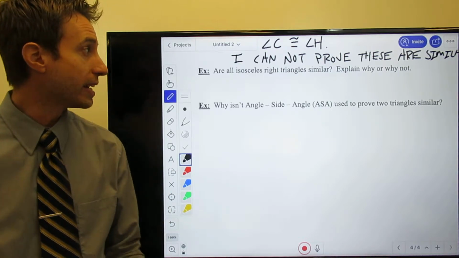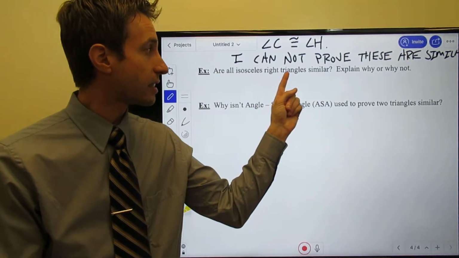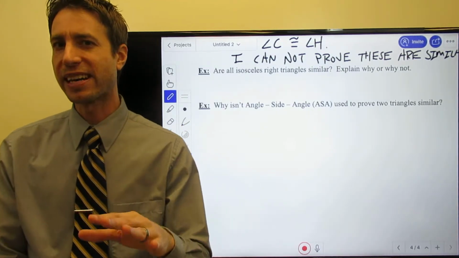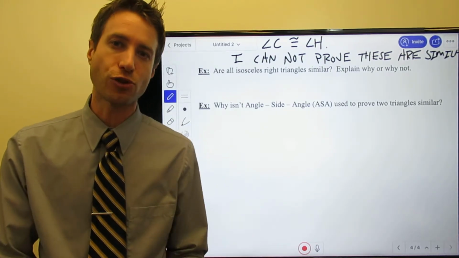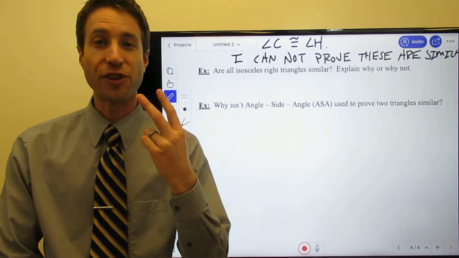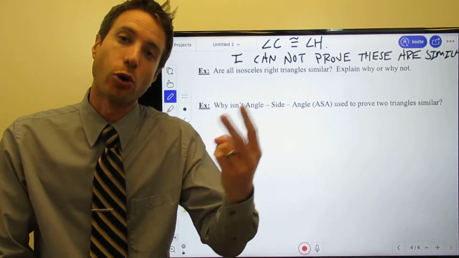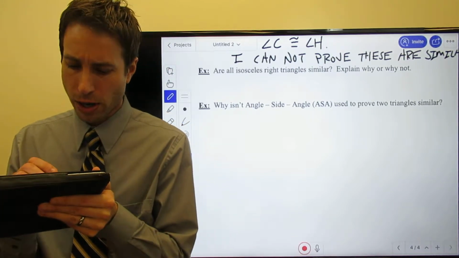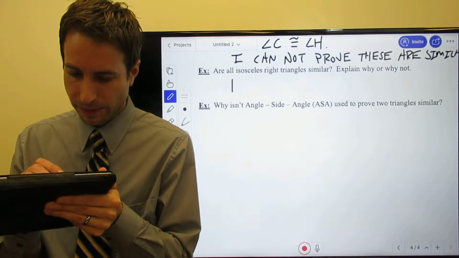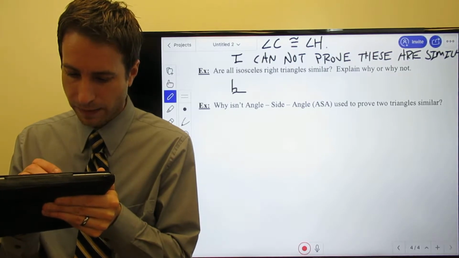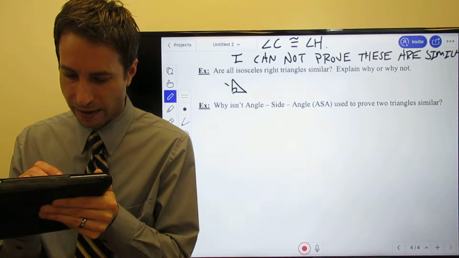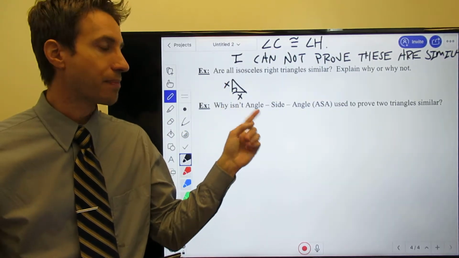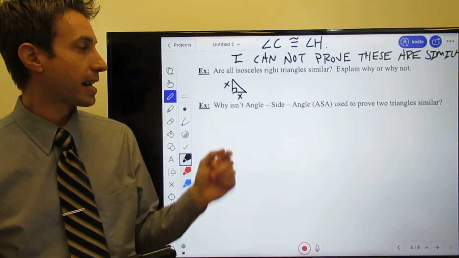What I want to know is, are all isosceles right triangles similar? Explain why or why not. Well, remember, an isosceles triangle has two sides that are the exact same length, and an isosceles right triangle means the isosceles triangle has a right angle in it. Let me draw a couple for you. Let's say this is one of my right isosceles triangles because I have x and x. Both of those sides have to be the same. That's what makes it isosceles, and it has a right angle.